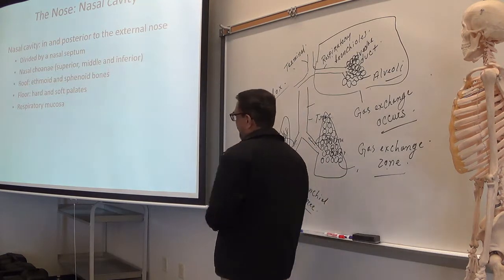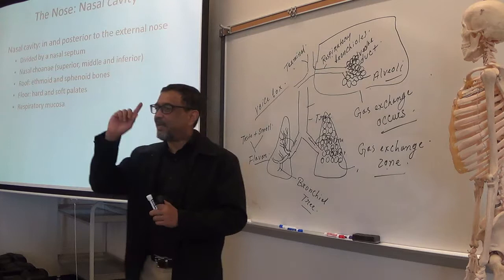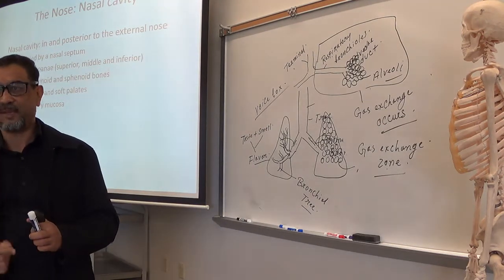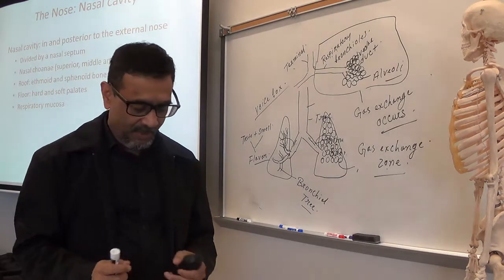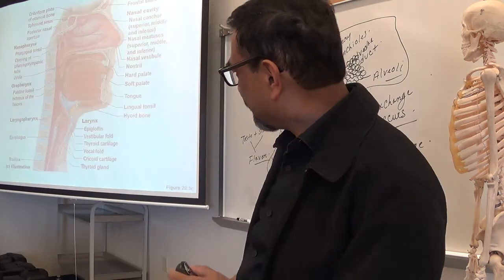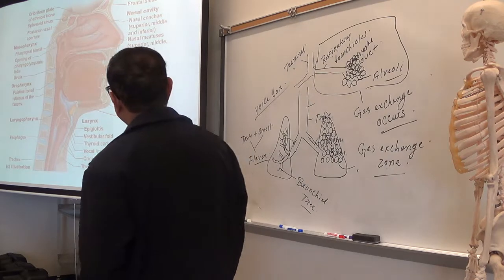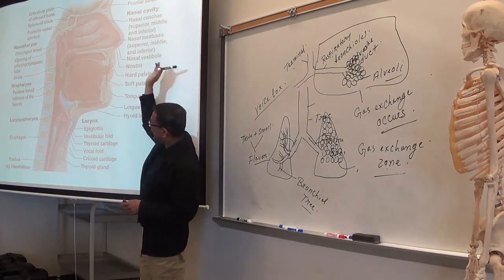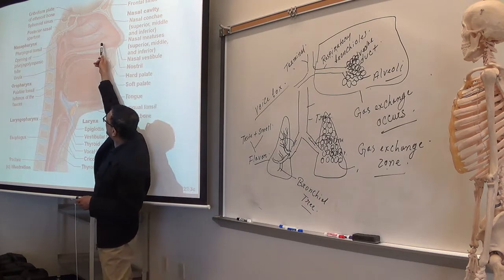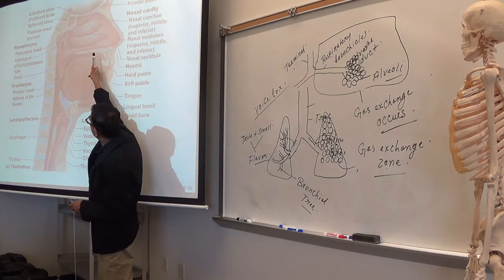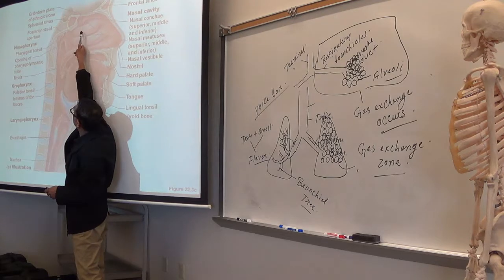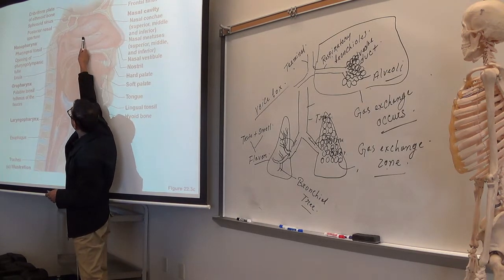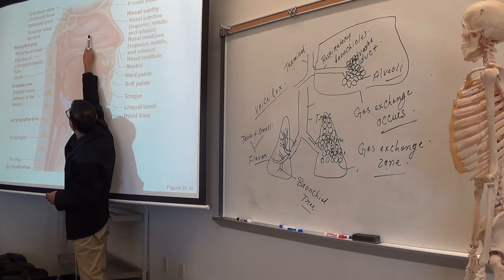And the respiratory mucosa is the innermost layer, or lining, of the nasal cavity. Here, this is a hemisection of the nasal cavity, so you see one side. These are the concha: superior, middle, inferior. And they are separated by these grooves, you see. These are called meatuses.